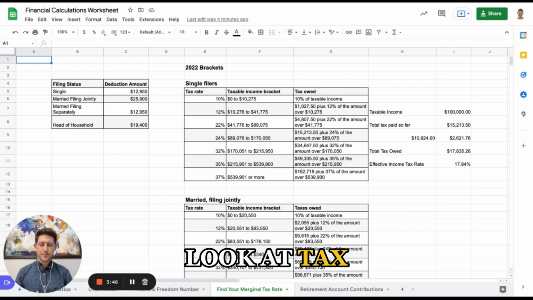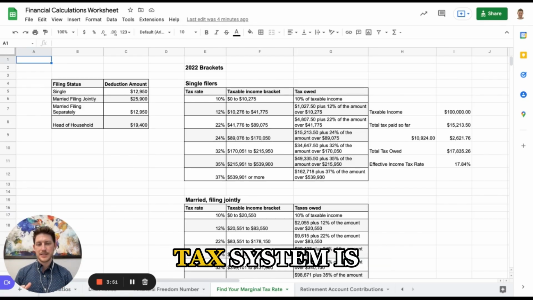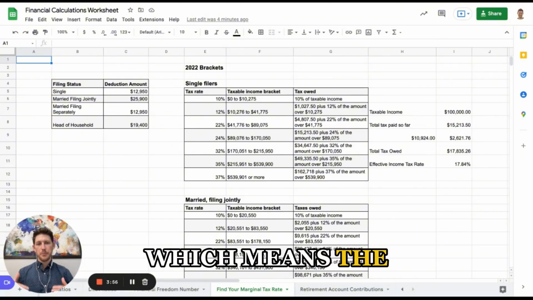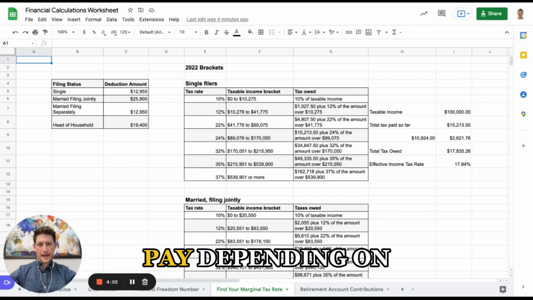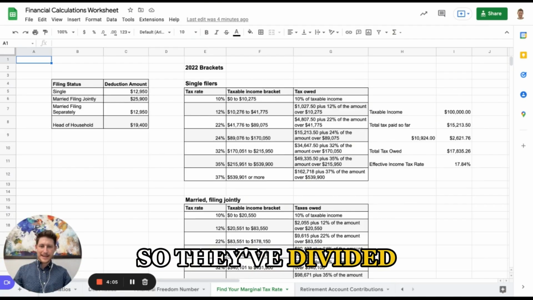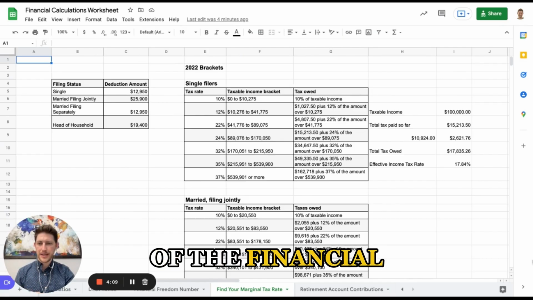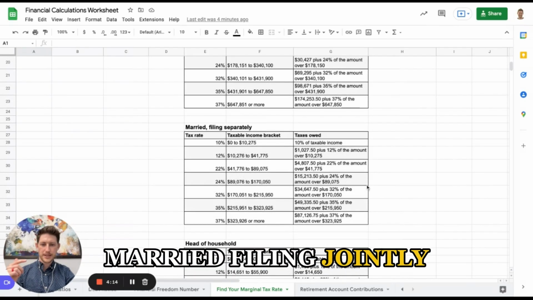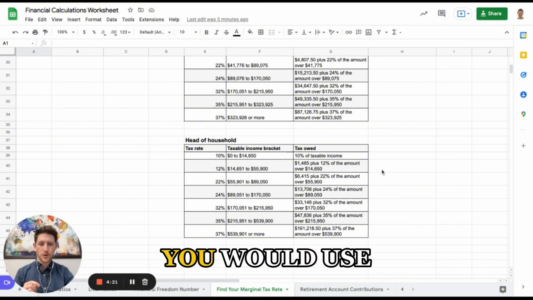Now, we're going to look at tax brackets here because, as I discussed before, the U.S. income tax system is not a flat tax. It is progressive, which means the more you earn, the more you pay, depending on the bracket. So they've divided it out into all of these. So on this tab of the Financial Calculations Worksheet, I've got single filers, the bracket, married filing jointly, married filing separately, and head of household. So you just find your applicable filing status, and that is the bracket that you would use.